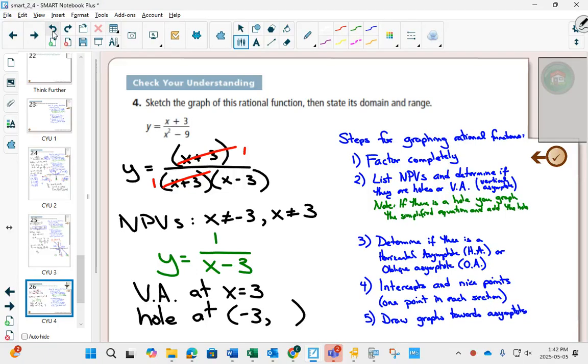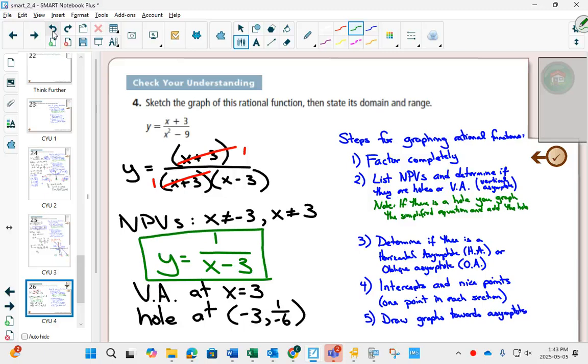How do we find the y value? Well, it's not a non-permissible value for the green one, so I could just plug in minus 3 for x into the green equation, and I now get 1 over negative 6. That's the coordinates of the hole. So you get that y coordinate by plugging into your new equation. And when you do have a hole, everything you do from now on is just graphing this in the green box and adding the hole.